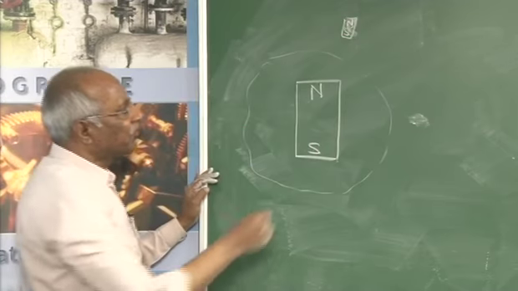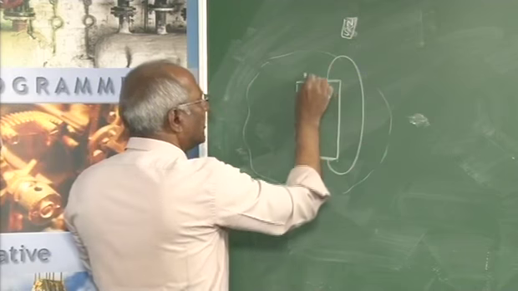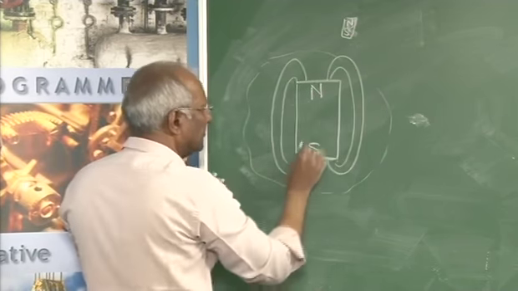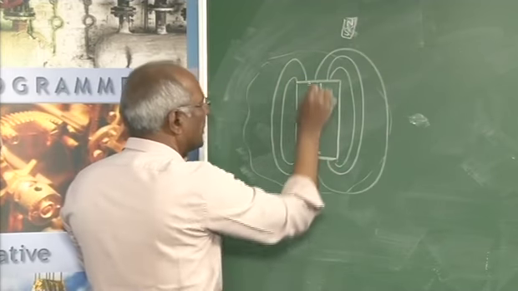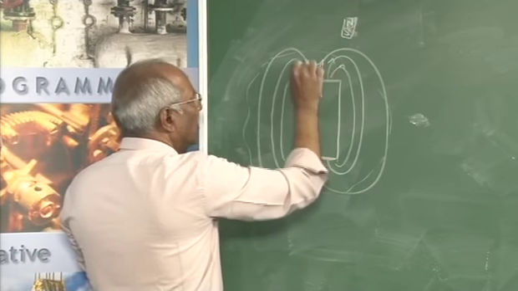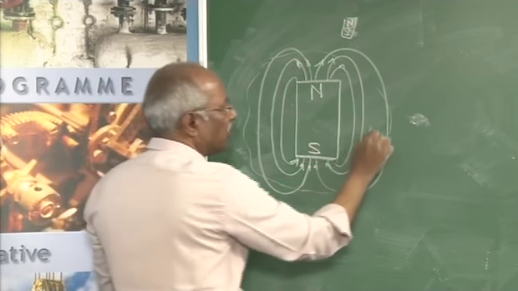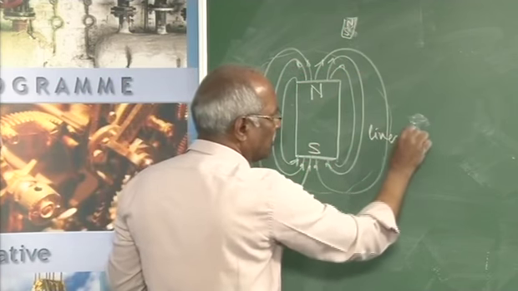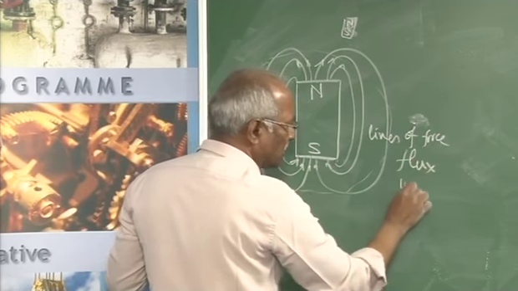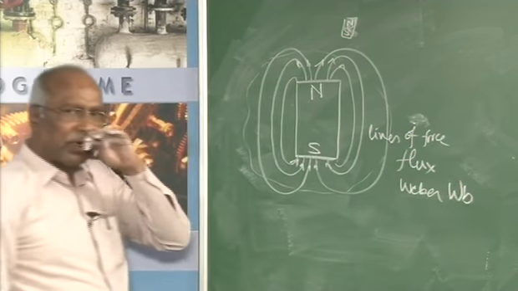The presence of the magnetic field is represented by the lines of force, which will be like this, a continuous line. It is assumed the lines of force leave the north pole and enter into the south pole here. These are nothing but the lines of force, collectively called the flux. The unit of flux is Weber, denoted by capital W and small b.